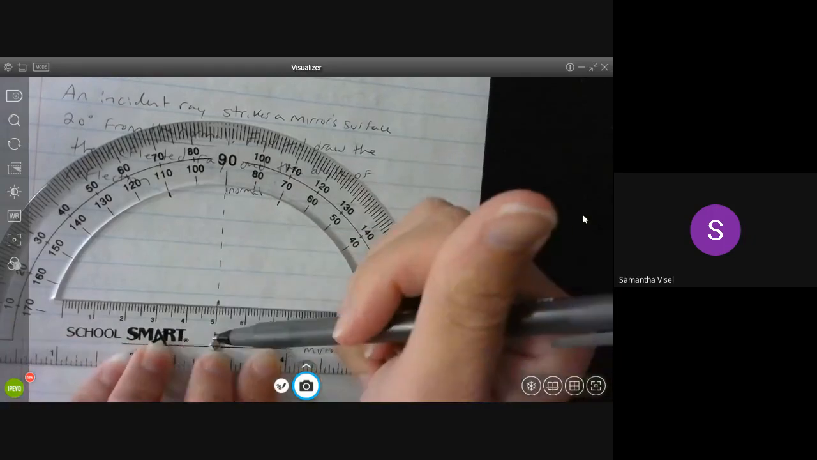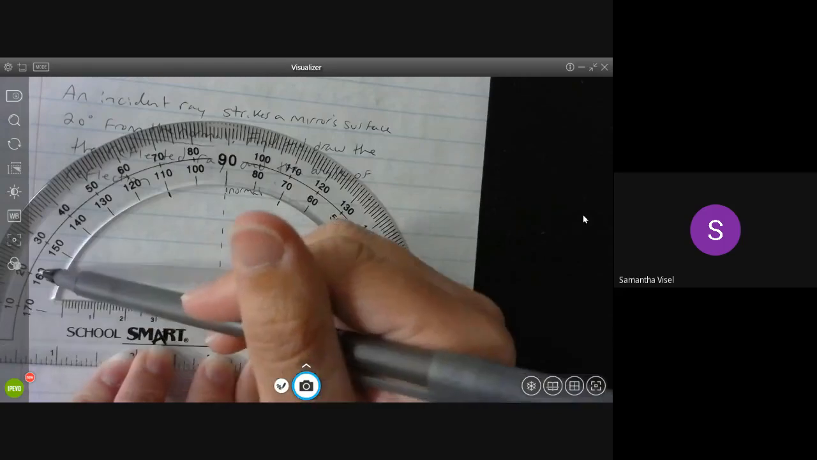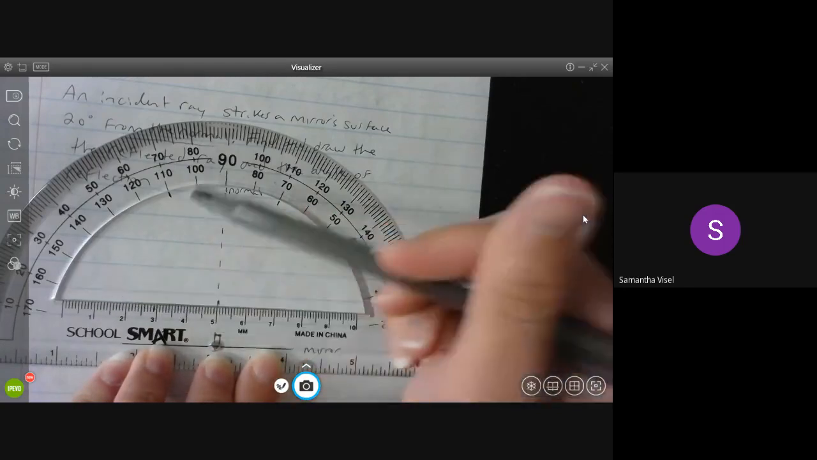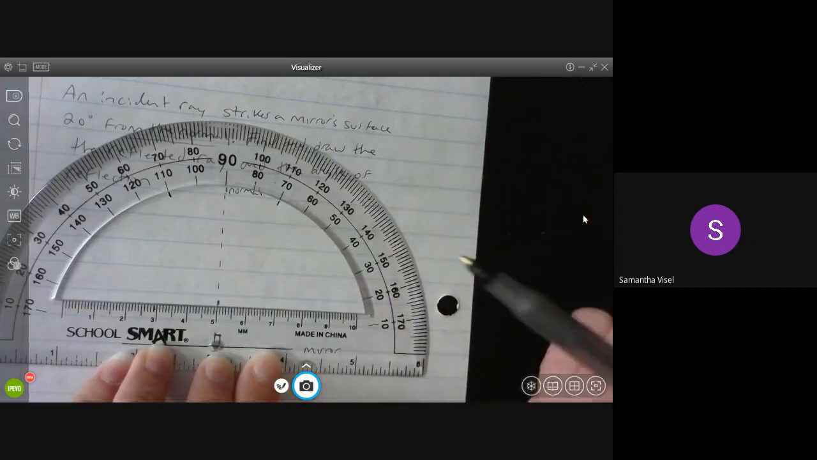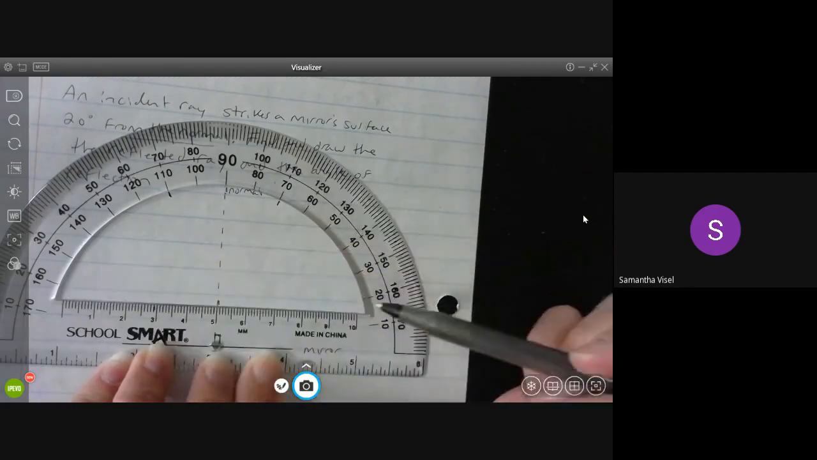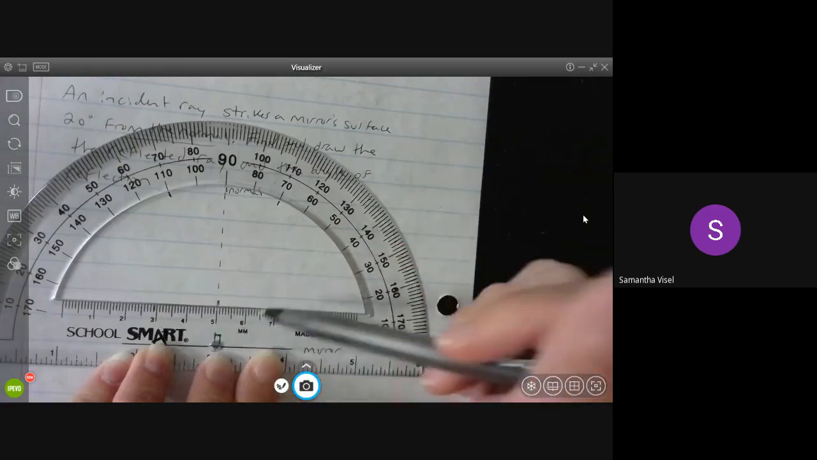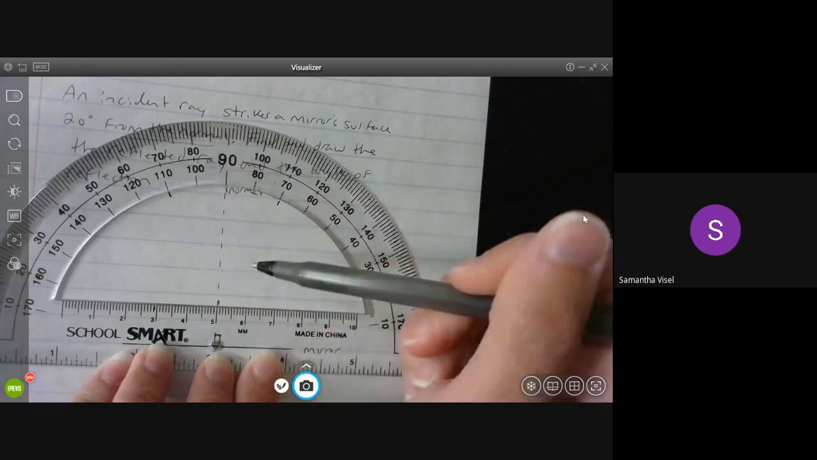So if it said it was 20 degrees from the mirror, then I would start down here and go up. And here's where I would land on 20 degrees, like we would presumably think of when we first hear this problem. Generally, if you see 20 degrees, the first instinct is to look for where's 20, but we want to see what is it relative to.